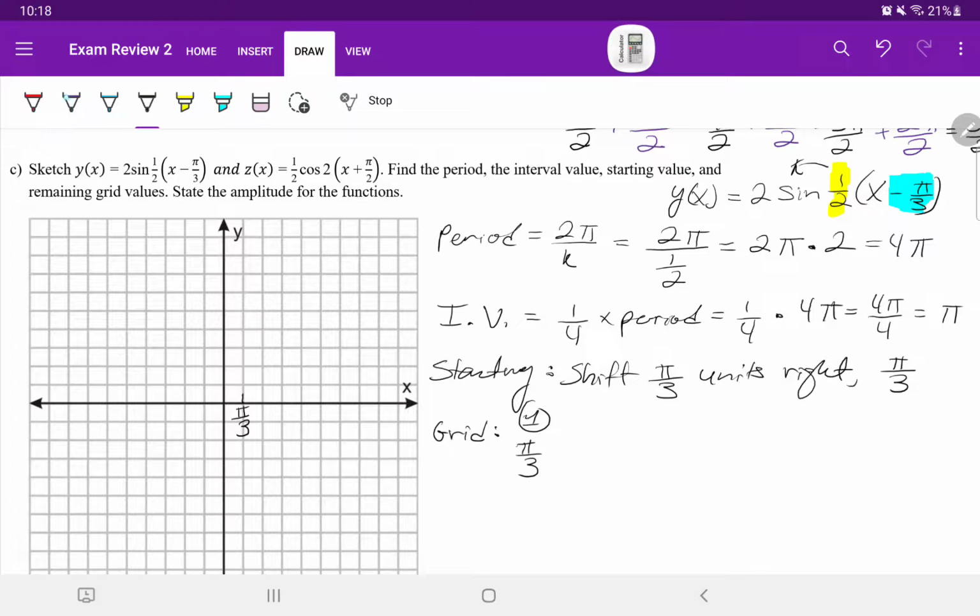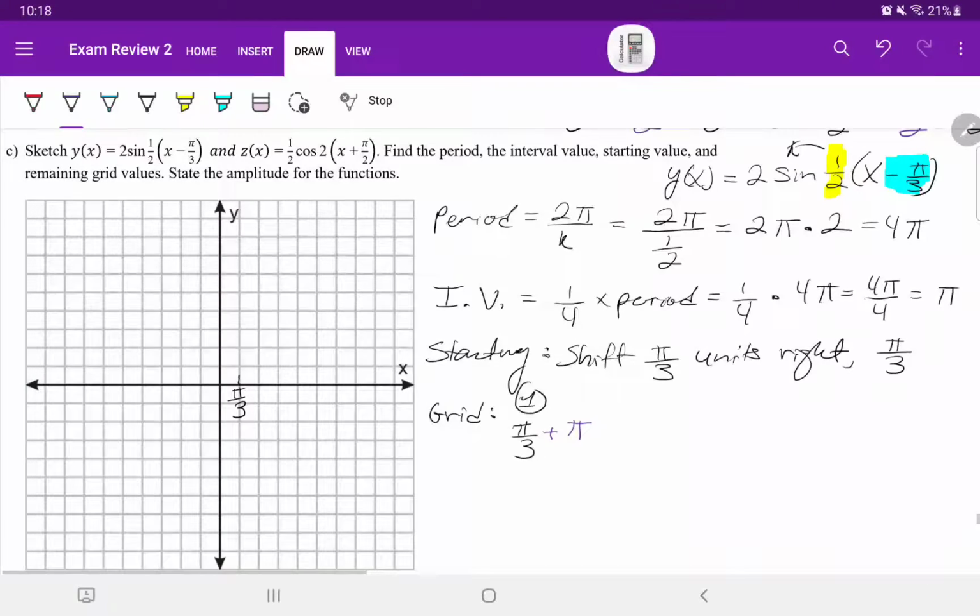To find the next one, we're going to add the interval value to the first grid value. So we're going to add pi. Once again, when we're adding fractions, they must have the same denominator. We can convert this pi right here to 3 pi over 3. Bring down the first grid value, and you can add. Once again, I'm not going to go over how to do that, but just know when you're adding fractions, they must have the same denominator. Pi over 3 plus 3 pi over 3 is, well, excuse me, 4 pi over 3.